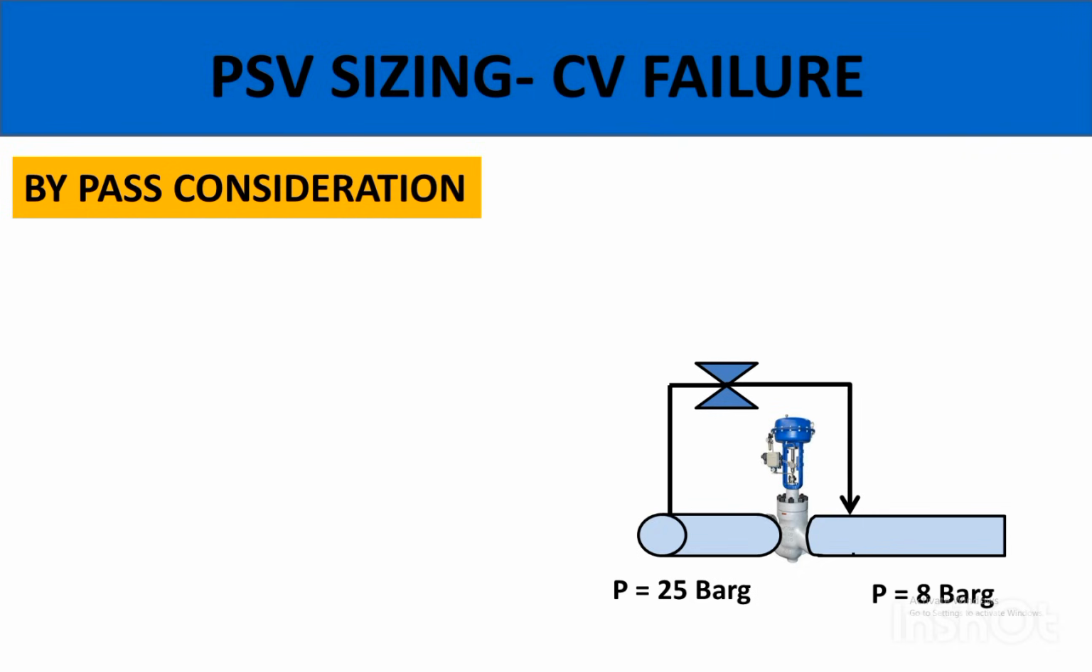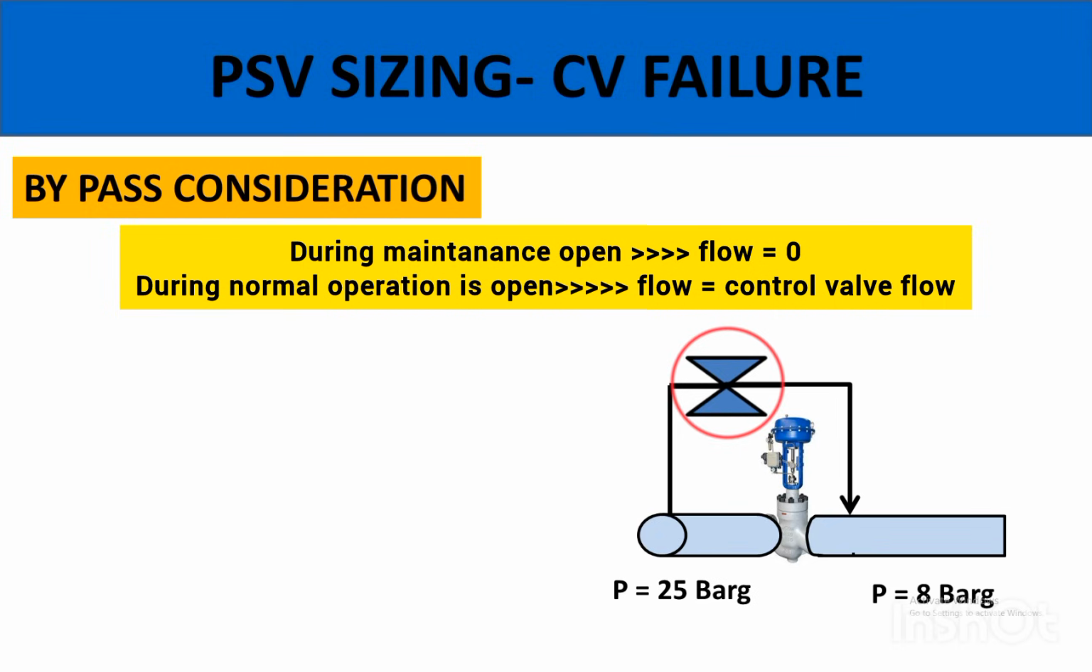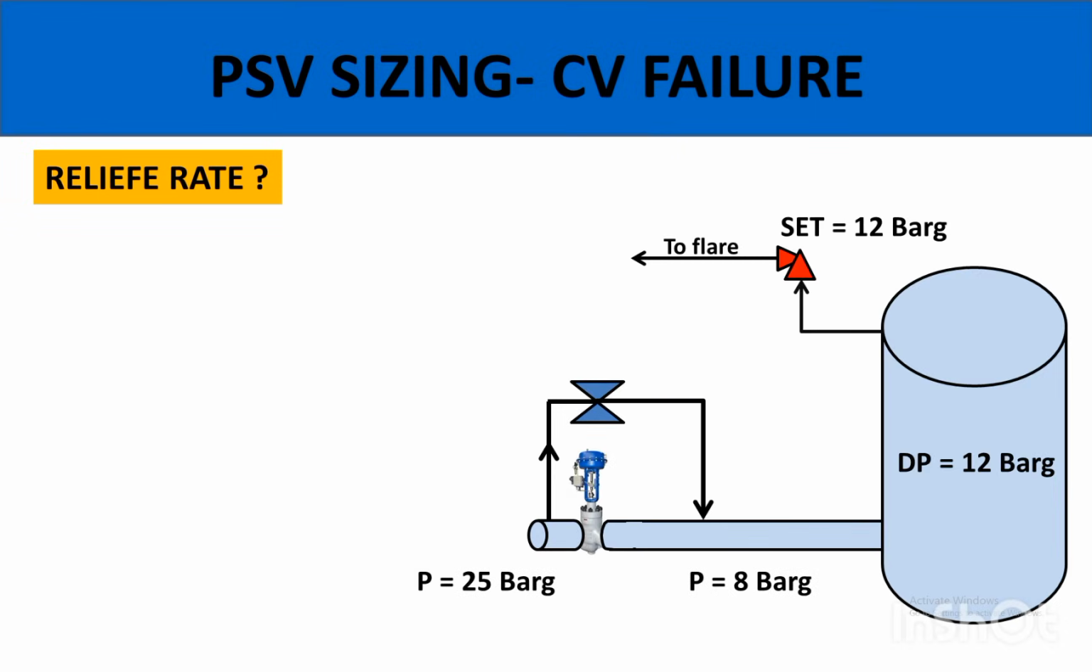According to API 521, if the bypass is only open during maintenance, the amount of flow that this bypass can pass in the failure is 0. That's quite simple, right? And if it's open during normal operation, its flow rate, to give you a general rule, is equal to the maximum flow rate that the control valve can handle, right? But you should consider the relieving condition. So I want to just consider the relieving condition within this system.